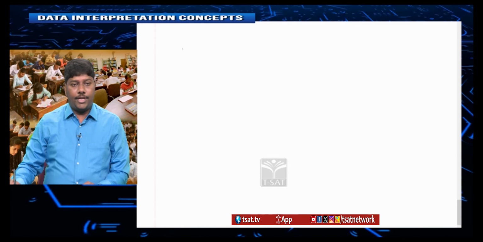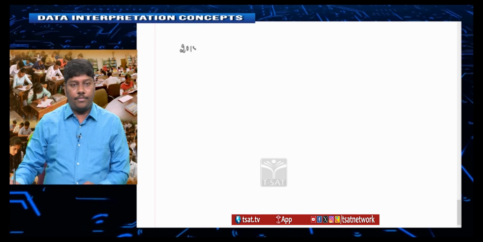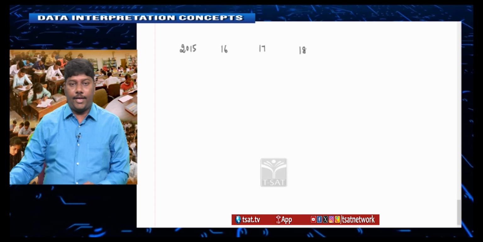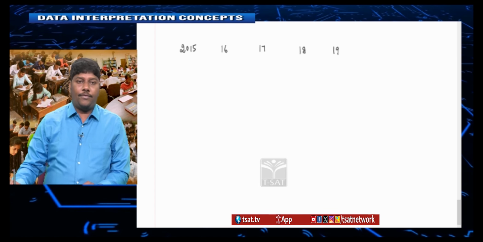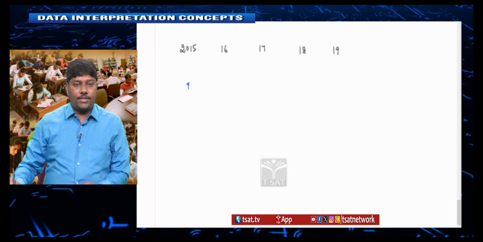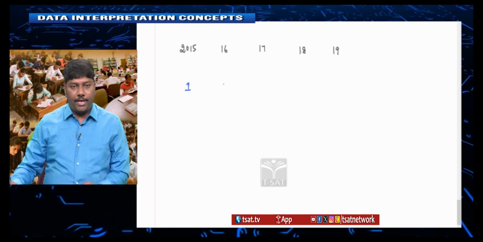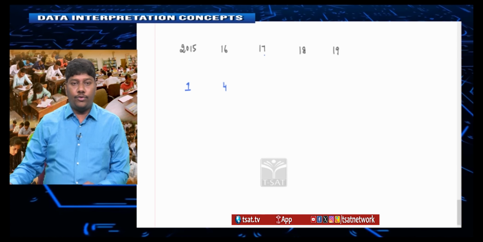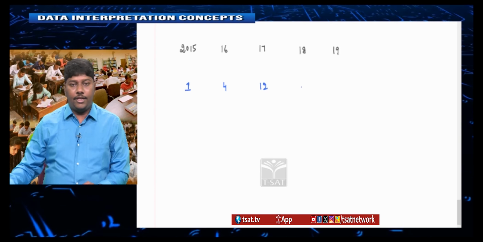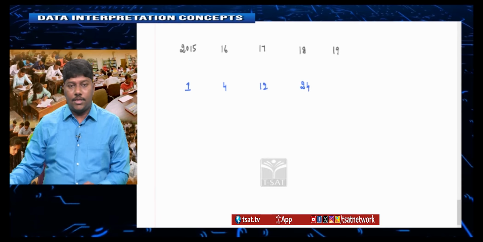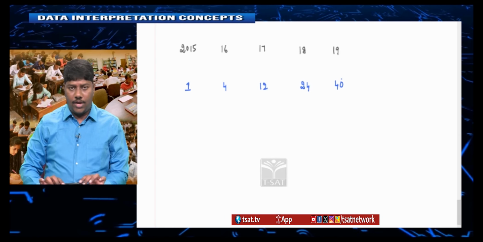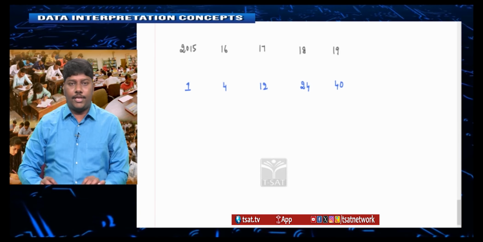Now see here, I'm just taking the data in 2015, 2016, 17, 18, 19. Let's say the number of cars produced in 2015 is just 1000 cars. In 2016 it became 4000 cars. In 2017 it became 12,000 cars. In 2018 it became 24,000 cars. In 2019 it became 40,000 cars. Everything is in 1000, 2015 to 2019.